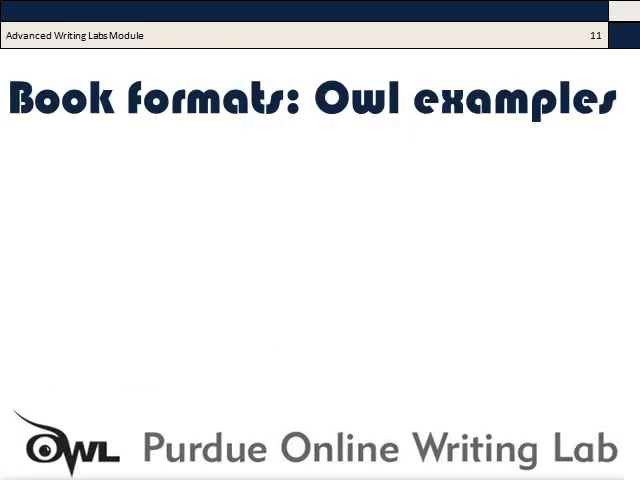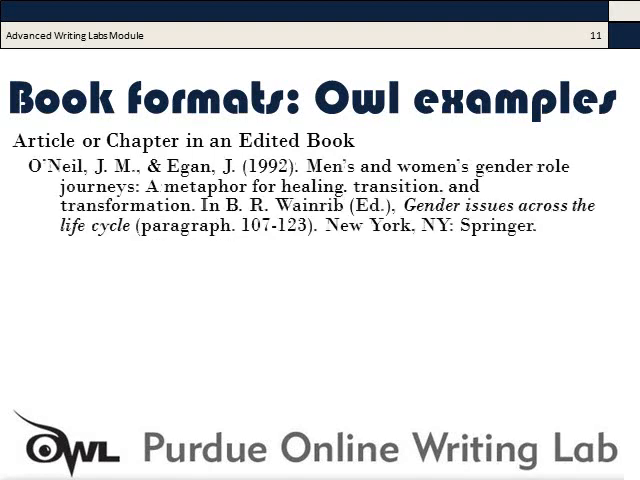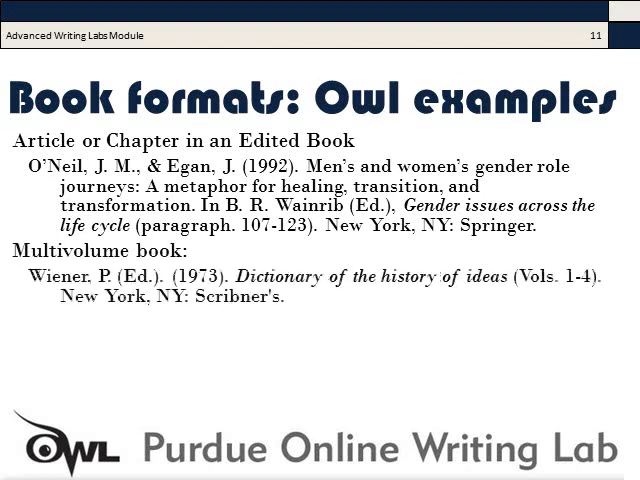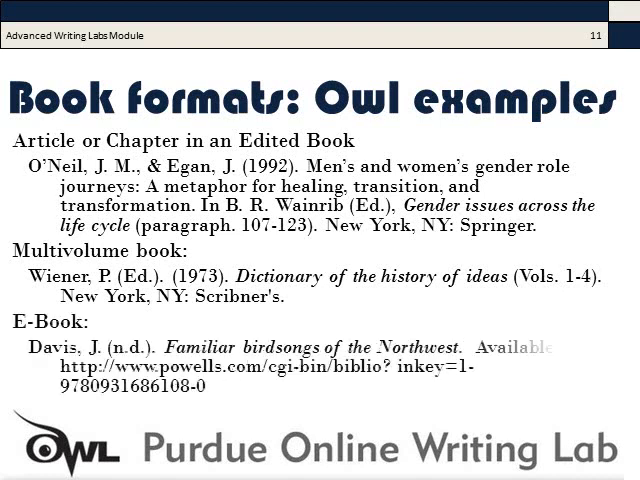Let's look at a few OWL examples. First, an article or chapter in an edited book. And you see here that there are two titles, the title of the chapter and the title of the book. A multi-volume book includes not only the main history, but it shows which of the volumes you're referring to. Then, in an ebook, you not only have the basic information, but you also list its availability.